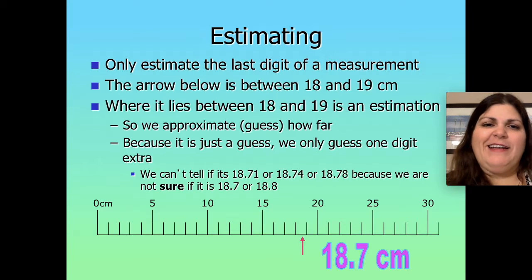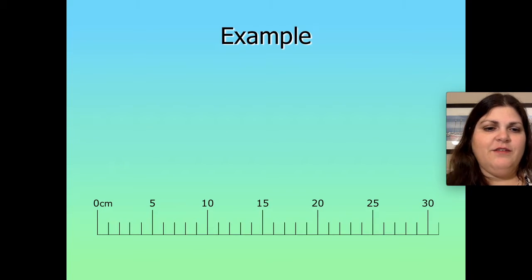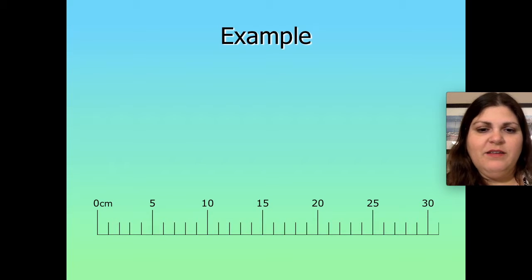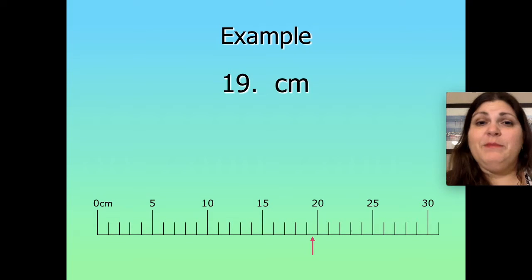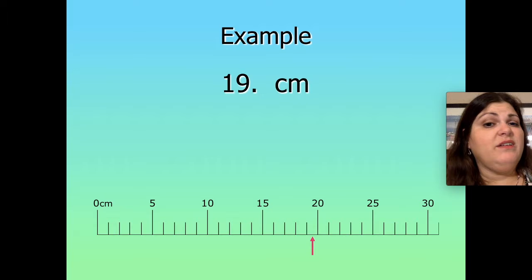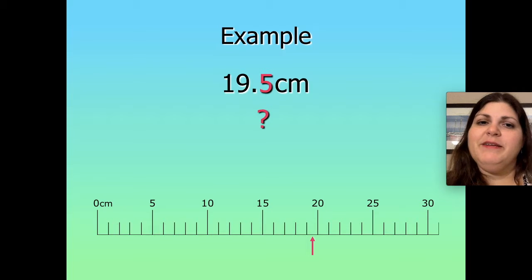So let's practice that a little bit. So we have our measurement tool. We're still going by ones. So where's that line? We know that it's past the 19, but it's not yet to the 20, so we know it's 19 point something. And again, we're estimating what that last digit is, and I'm going to estimate 19.5. Could just as easily have been 19.6, but 19.5 is my estimate.